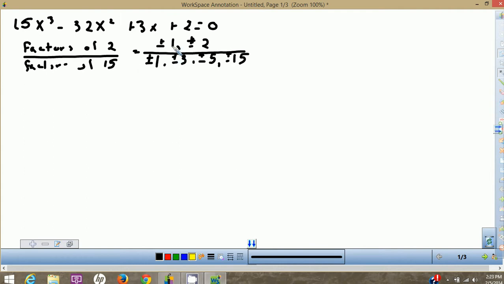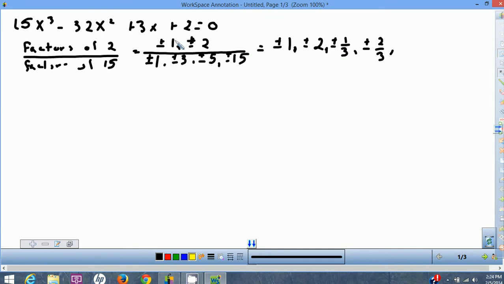So I could have 1 over 1. Well, I'm going to go ahead and reduce. That's just equal to 1, positive or negative, but 1. I could have 2 over 1, so plus or minus 2. I could do 1 over 3, so plus or minus 1/3. It's rational. When it's a fraction, it's not an integer, but it's still rational. I could do 2 over 3, plus or minus 2/3.